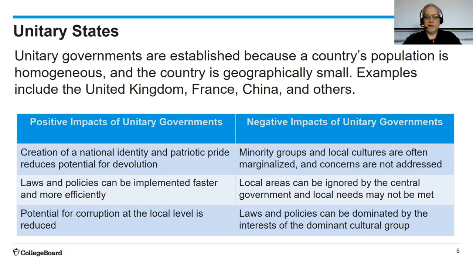Negative impacts of unitary governments include things like the fact that minority governments and even local cultures are often marginalized or their concerns are not addressed. The local areas can be ignored by the central government, and local needs may not be met by the centralized government, leaving local areas in a lurch. Laws and policies can be dominated by the interests of the dominant cultural group if they don't take care of local cultures and minority groups.